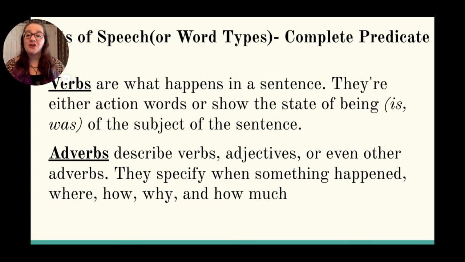Now, the complete predicate of our mentor sentence, the complete verb, in our sentence, it is a verb and an adverb, cried and dolefully. So verbs are what happens in a sentence. They're either action words, that's what we are starting with and focusing on right now, or they will show the state of being. For instance, verbs like is or was. She is tired. She was hungry. The state of being of the subject of the sentence. And then adverbs describe verbs, adjectives, or even other adverbs. And they will specify when something happened, where it happened, how it happened, why it happened, and how much.